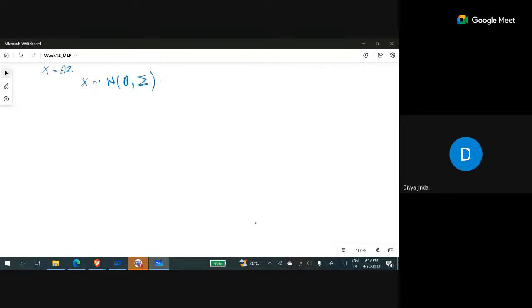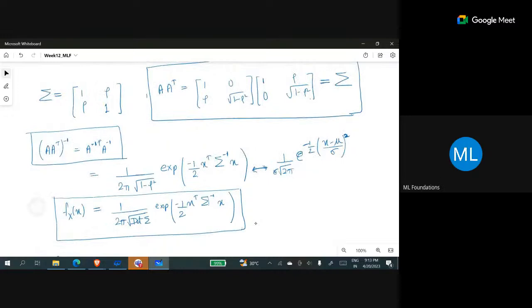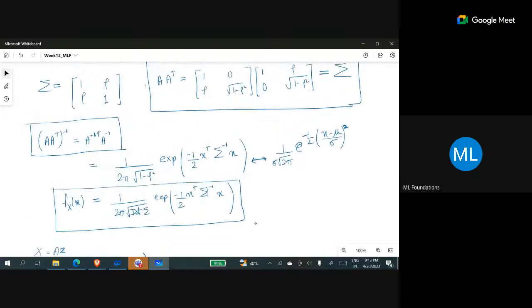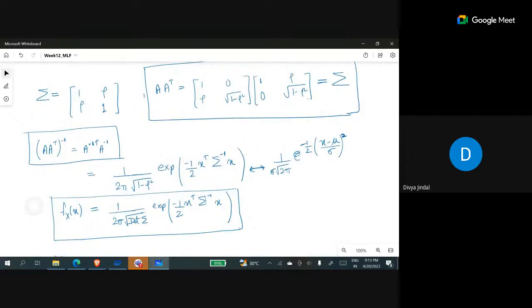I'm still a little confused. I'm so sorry. We're saying variance is this covariance matrix, right? Yes. And yet we're saying the standard deviation will just simply be the square root of not the covariance matrix, but of the determinant of the covariance matrix. This is where I'm getting lost.